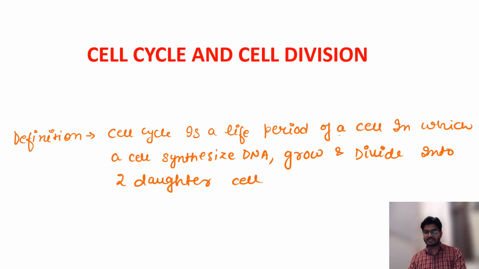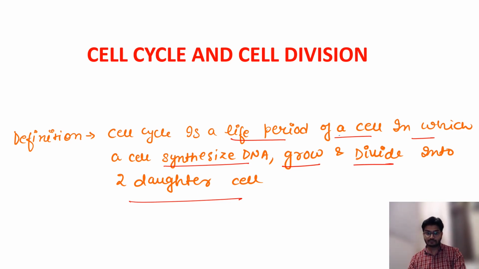What is the definition of the cell cycle? A cell cycle simply means the life period of a cell in which a cell synthesizes its DNA, grows, and divides into two daughter cells. So that's what the cell cycle is.